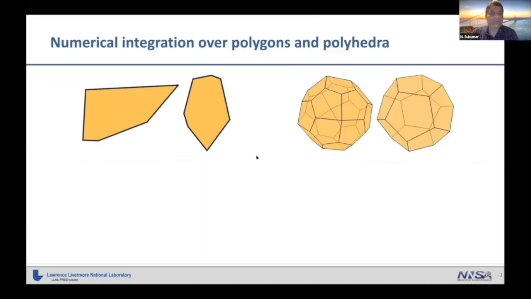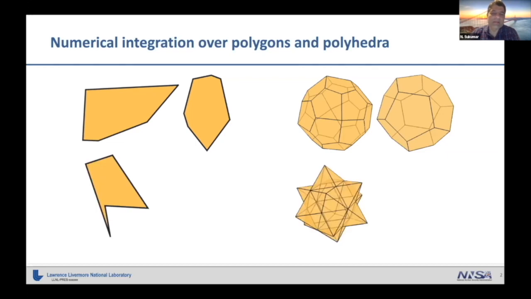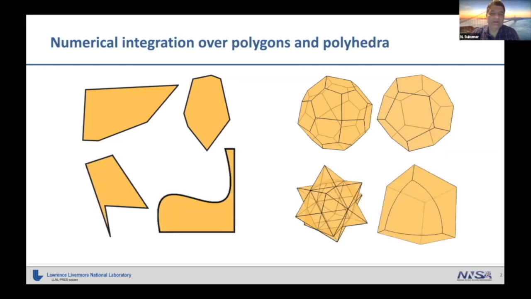Okay, so based especially on VEM and DG and other methods, we have realized that numerical integration arises over polygons and polyhedra in general. And there are different types of polyhedra and polygons that can arise. And the question is how to do integration on these shapes.